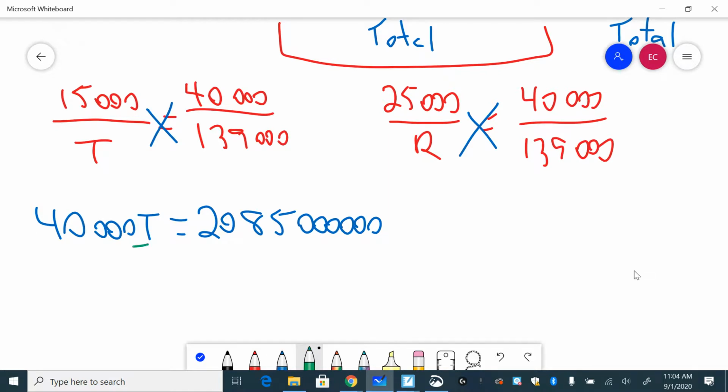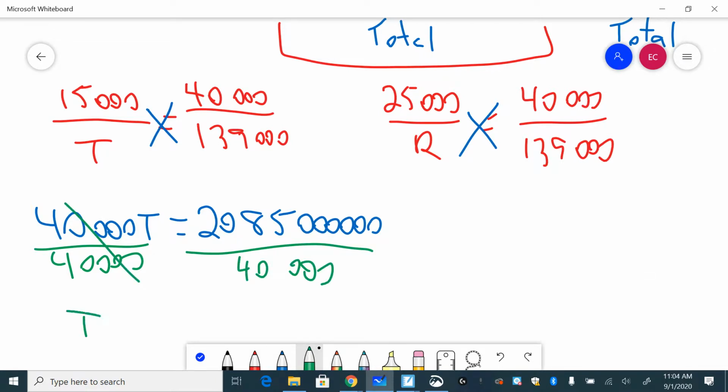So I'm going to divide both sides by 40,000, right, to get T by itself. So I can cross these off. T equals divided by 40,000. Equals. So I've got $52,125. So of that 139,000, 52,125 goes to that store with the letter T.